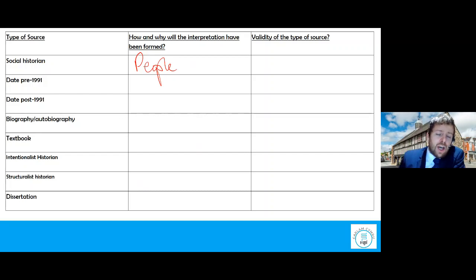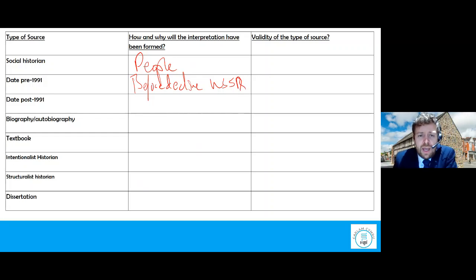Now, sources can come out at different times. If they're dated before 1991, then that is before the decline of the USSR. It doesn't really matter for some of our subjects, but for others, it might. And again, it's about looking at that key issue, that key concept. If it's about relations in Europe, for example, then absolutely it's going to matter whether that's released before the decline of the USSR and evidence is opened up, or whether it's released after. So this is then after the decline.